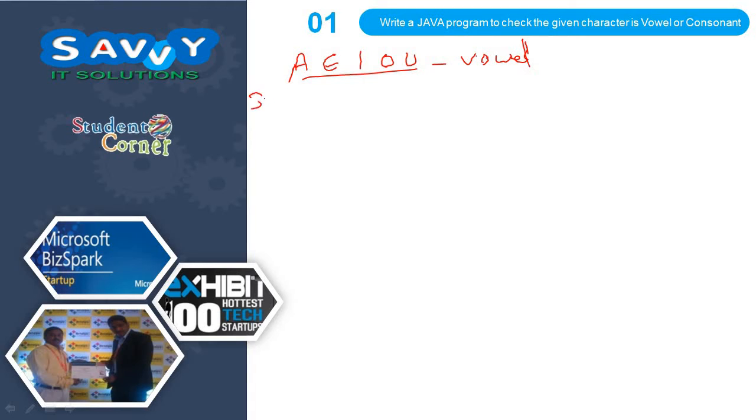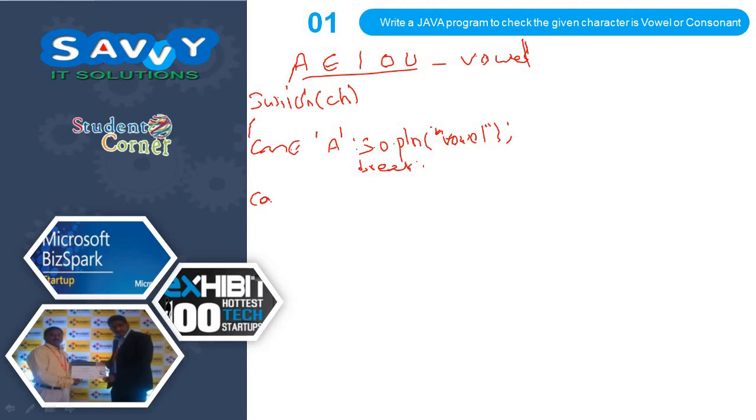Switch ch, case capital A. Instead of writing system dot out dot println, I will use s o pl. System dot out dot println vowel, then break. Similarly, case small a, the same thing will be printed.